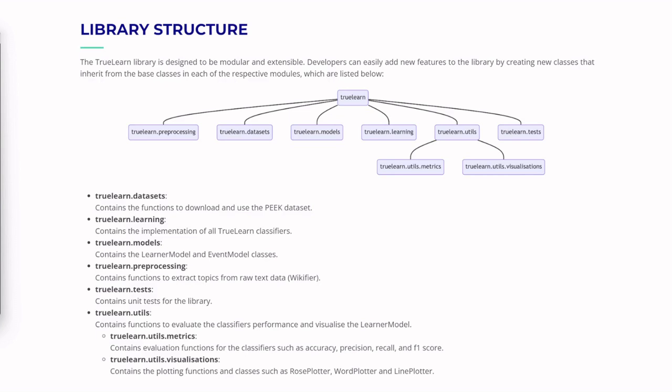The library structure is inspired by popular machine learning libraries such as scikit-learn, which makes it easy for machine learning developers and educational data mining practitioners to use this library. It contains pre-processing steps to extract features from learning materials, public datasets, utilities to access the learner models, the learning submodule that contains the algorithms themselves, and other utilities to evaluate the models and also visualize the learner models constructed by the TrueLearn models.